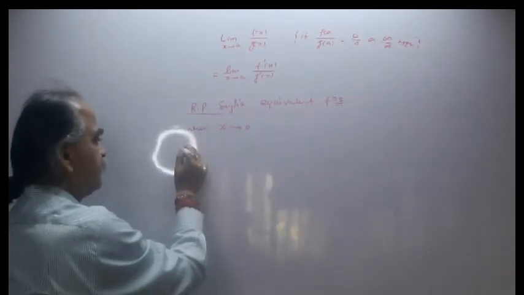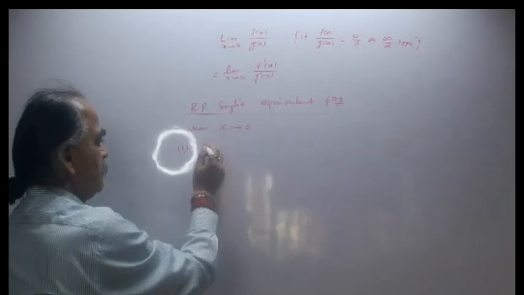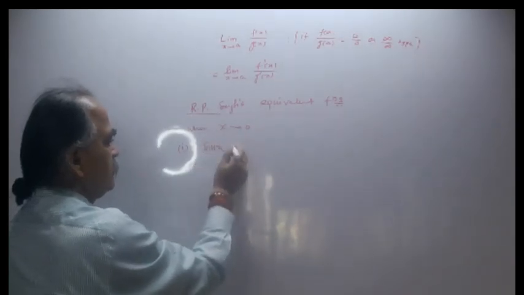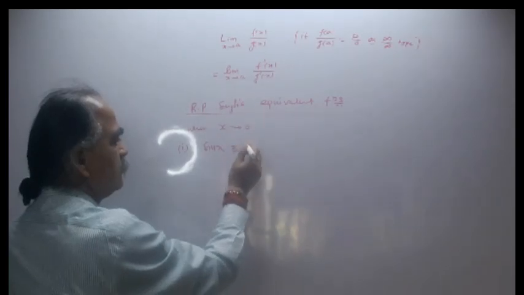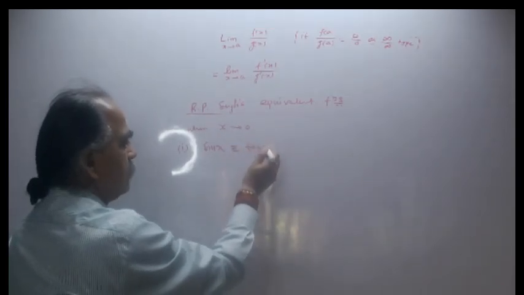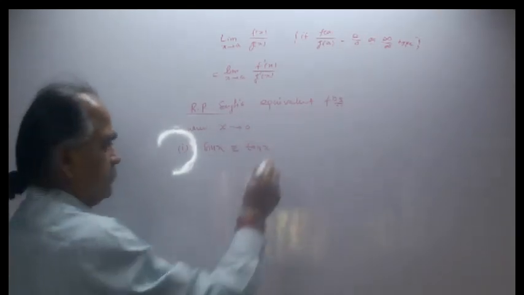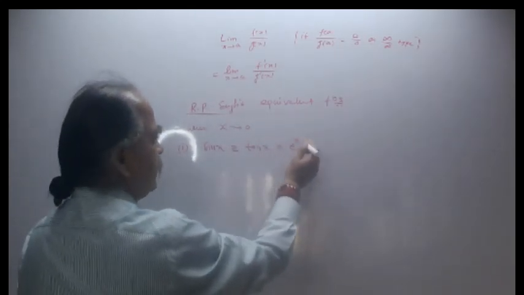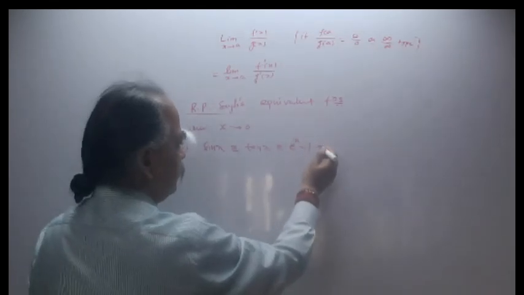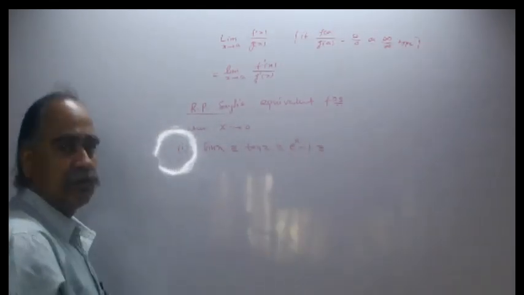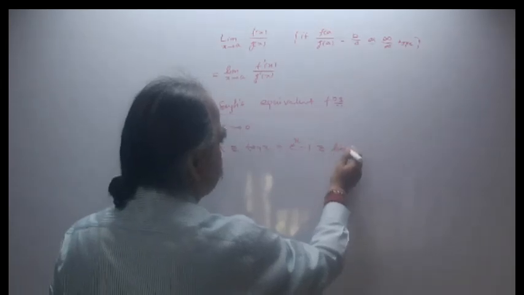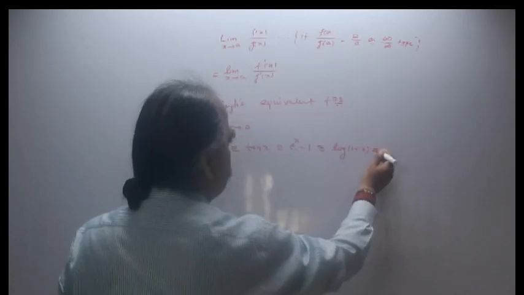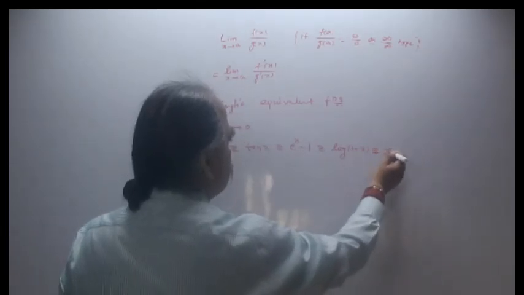And according to this, sin x is equivalent to tan x is equivalent to e raised to x minus 1 is equivalent to log 1 plus x, and all are equivalent to x.